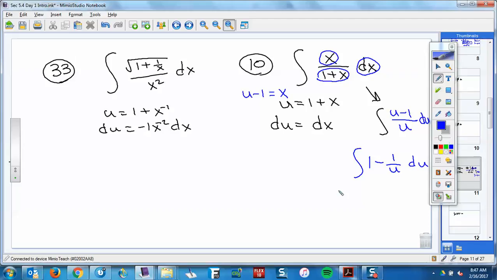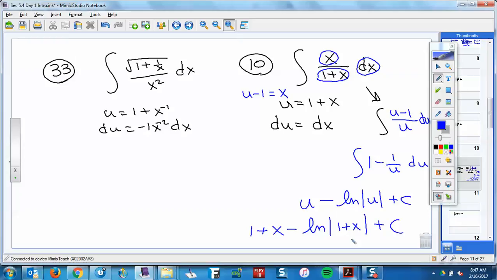Now this is also kind of interesting. Watch this. What's your antiderivative of 1? u. Minus, what's your antiderivative of 1 over u? ln u plus c. Now you put your 1 plus x back in, you get 1 plus x minus ln of 1 plus x plus c. Right? Is that what you have then?